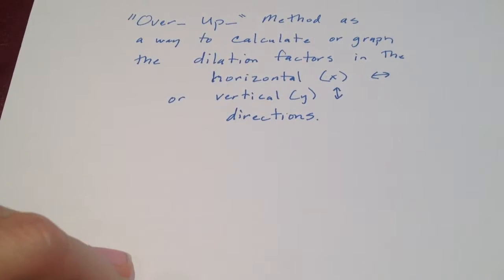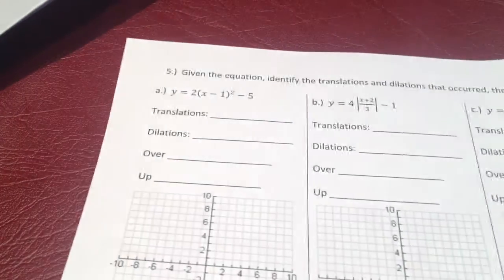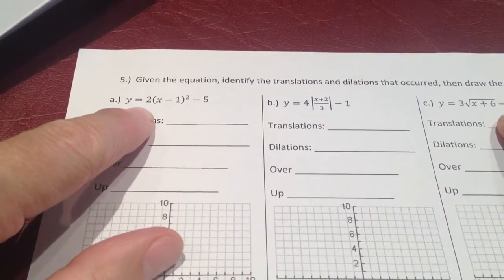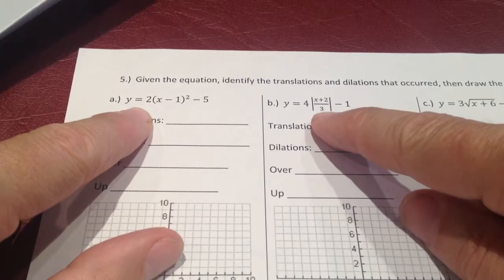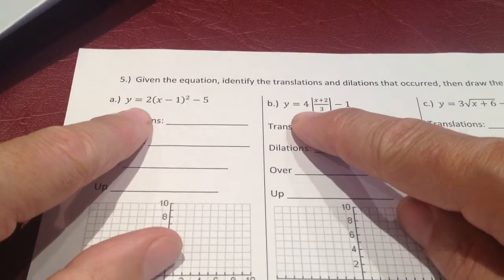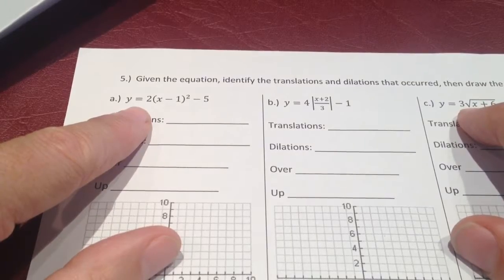Howdy, howdy. We're going to talk about the over-up method as a way to calculate or graph the dilation factors in the horizontal or vertical directions. And before we do that, if you can't tell that there's some kind of stretching going on in these: this is going vertically by 2, this is going horizontally by a factor of 3, but then vertically by a factor of 4. This is going vertically by a factor of 3.